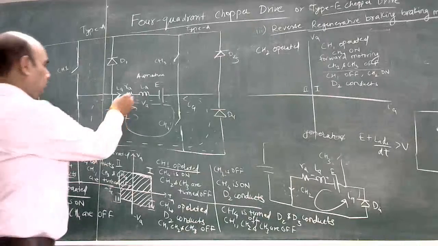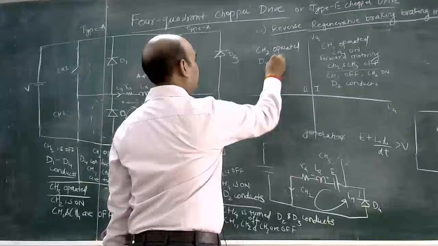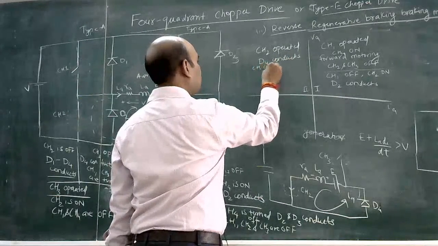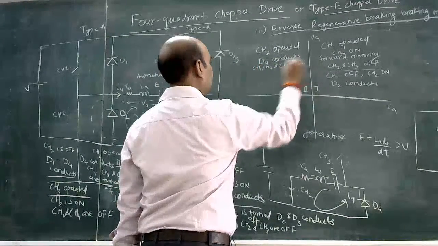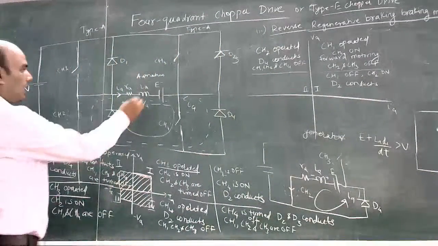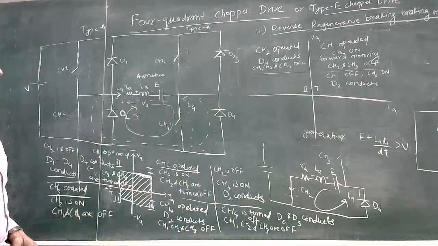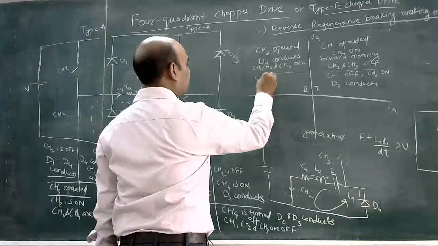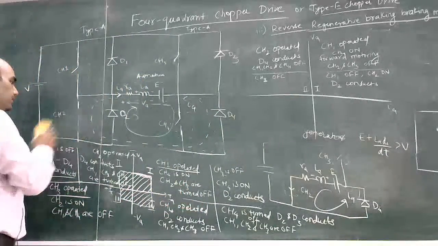So this will flow like this. D4 conducts, and all of these switches CH1, CH2 and CH4 are on. And we are charging this inductance, so this will store energy. And now, when CH2 is turned off, we are opening this switch.